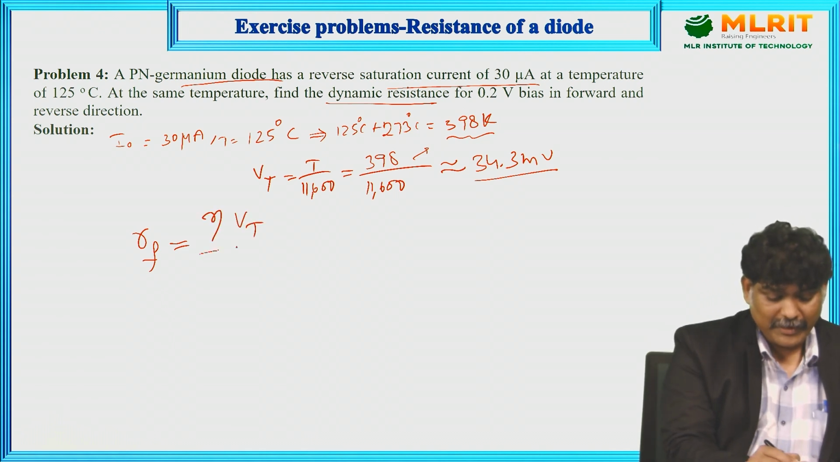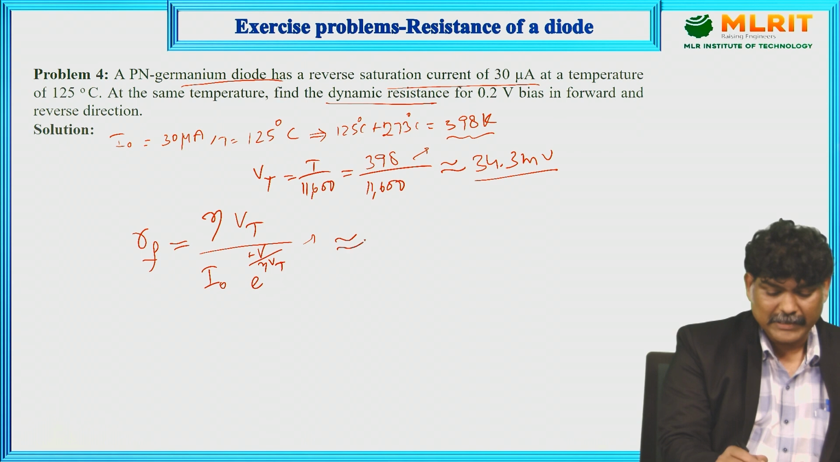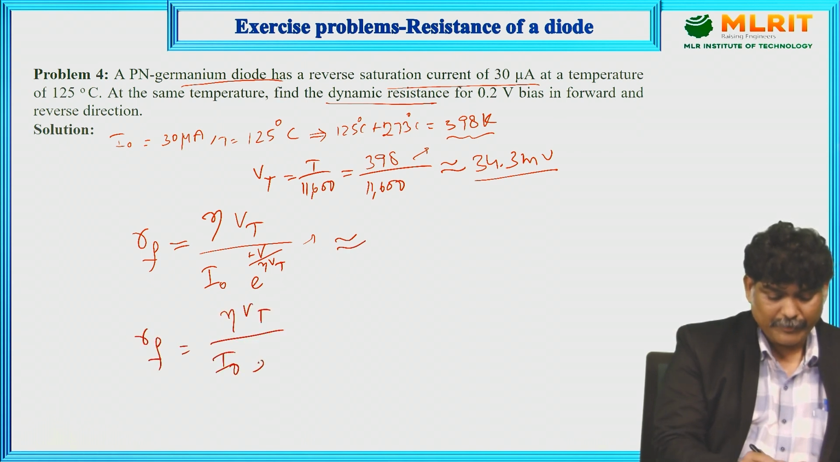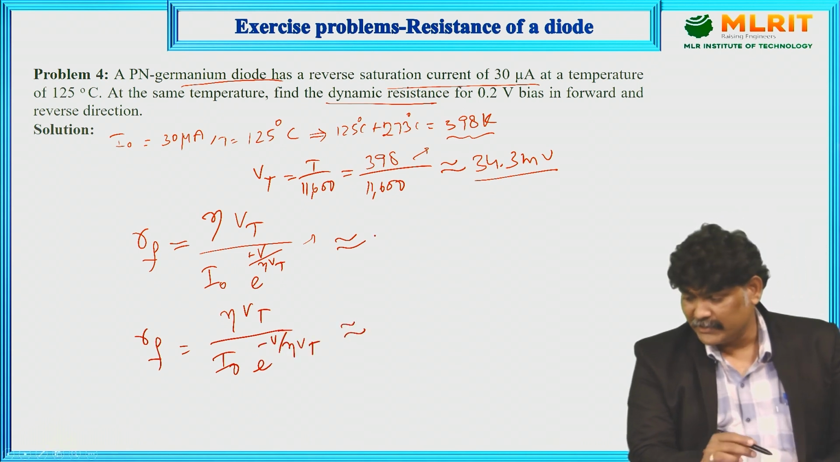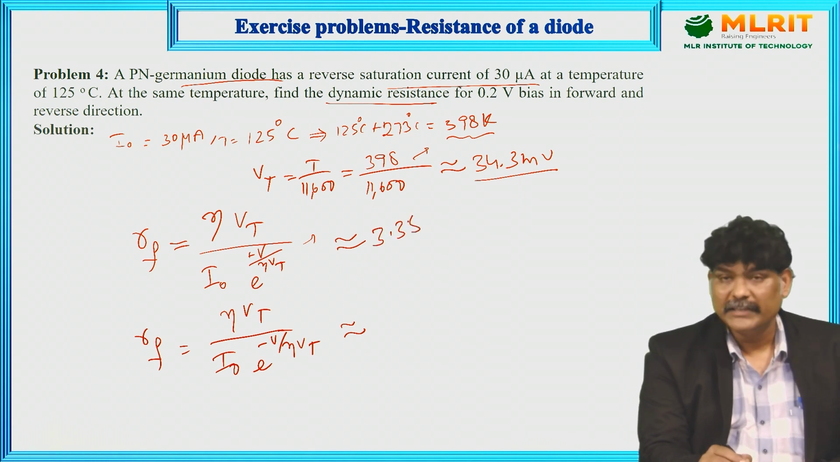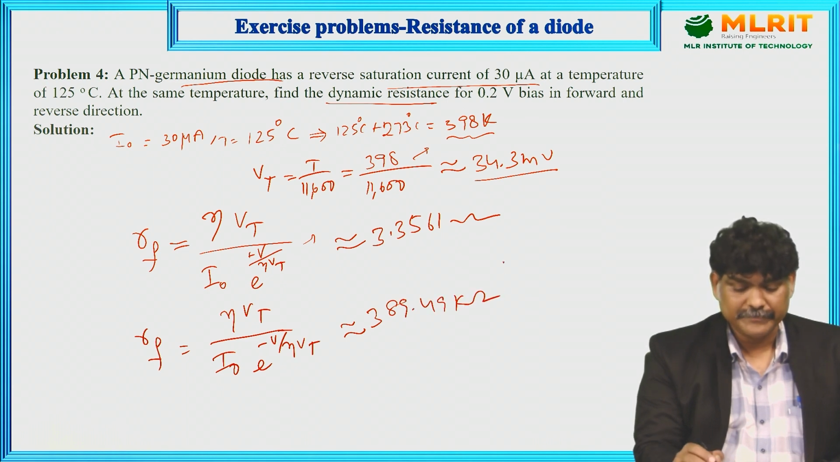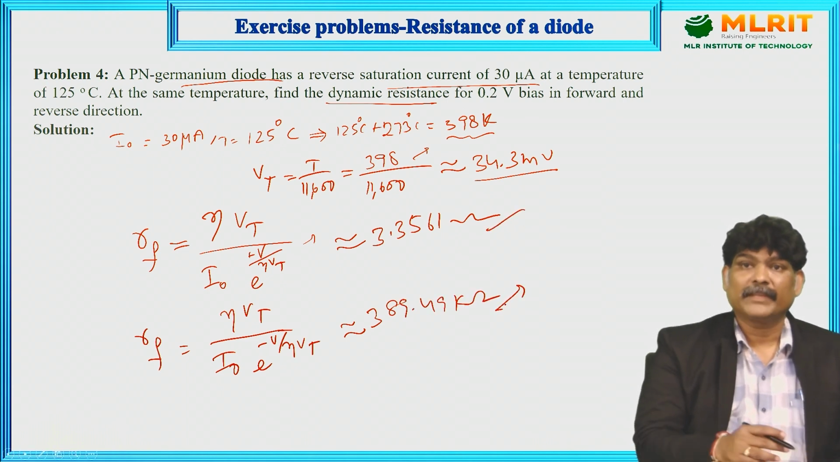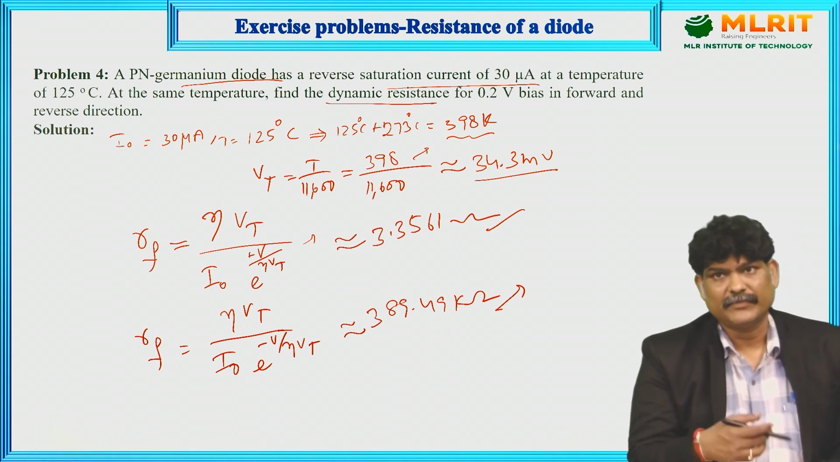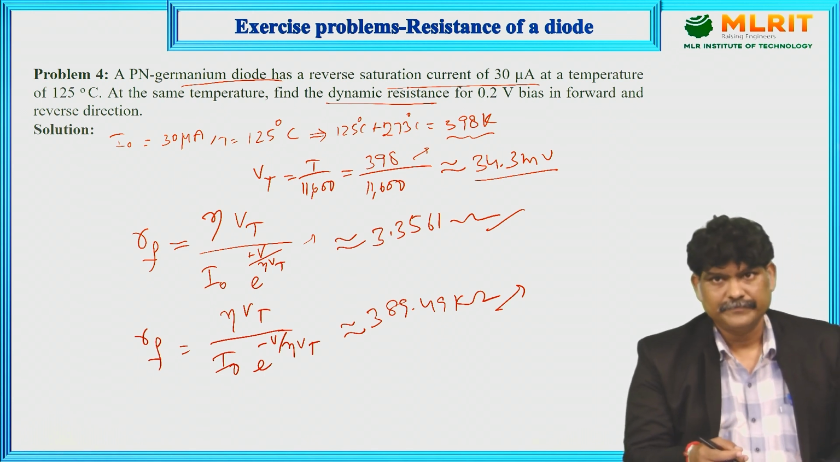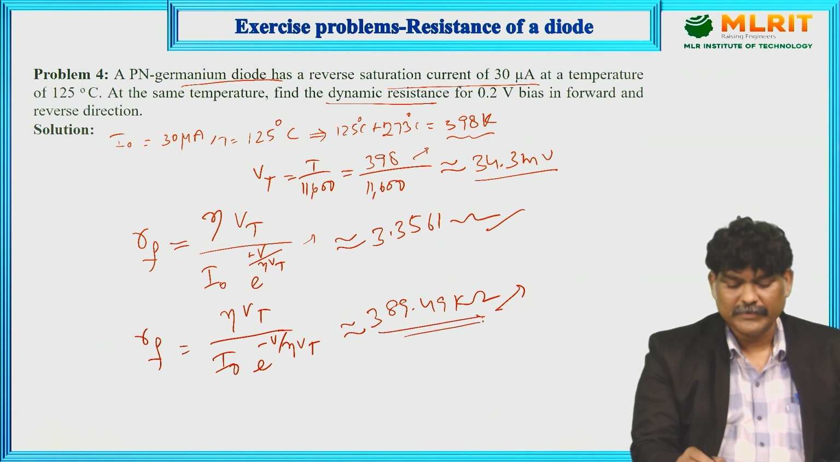So Rf is eta Vt by I, that is, eta Vt by I naught into e power plus V by eta Vt. In this way, you can calculate. Similarly, Rr is equal to eta Vt by I naught into e power minus V by eta Vt. This value becomes 3.3561 ohms and this is approximately 389.49 kilo ohms. Okay. So this is the procedure for how to calculate the forward resistance and reverse resistance of a diode. Okay, I'll stop here. We'll continue in the next session.